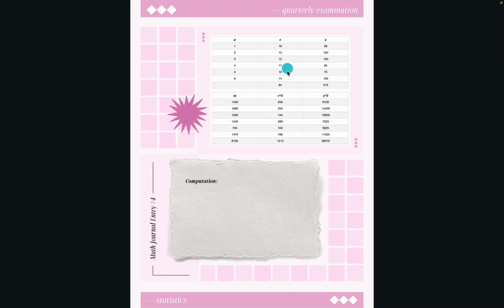Add all the values to each other, and you would get 84. So summation of x is 84, summation of y is 575, summation of xy is 8,105, summation of x squared is 1,210, and summation of y squared is 56,375. Now that we have the summations, we can proceed with the actual computation, also done in Desmos.